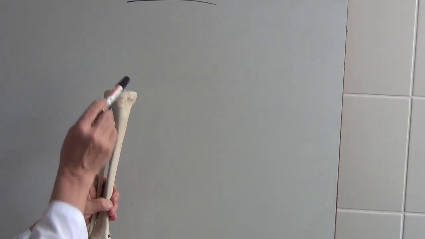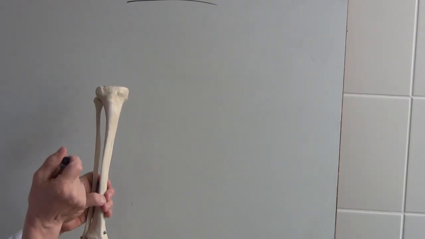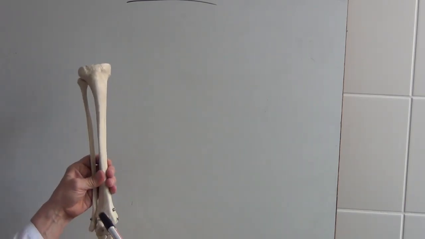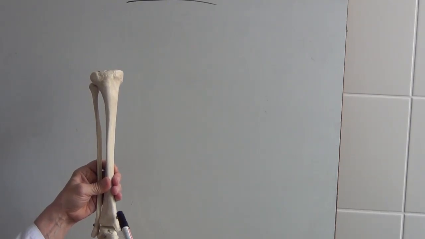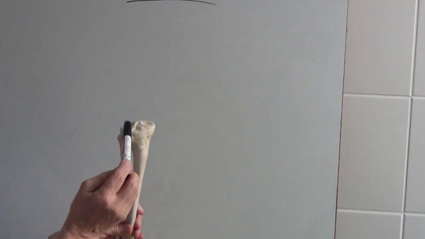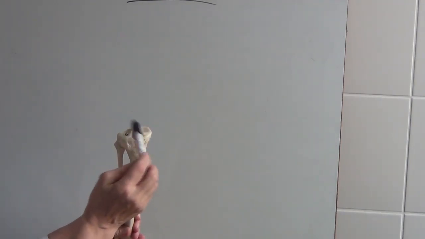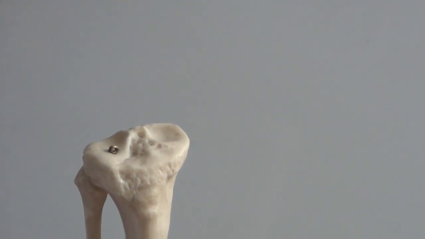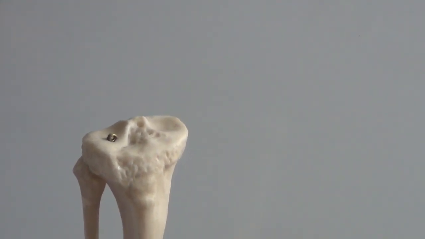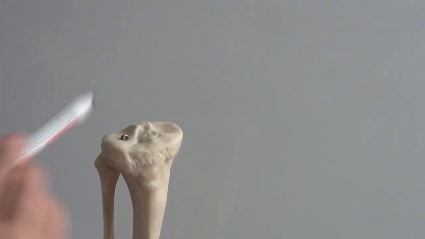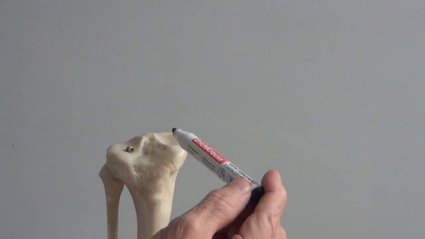We can find here again the extremitas superior of it and extremitas inferior. On the superior extremitas we can find two special surfaces, which are articulating surfaces, called condylus lateralis and condylus medialis. So this is condylus medialis and this is condylus lateralis.